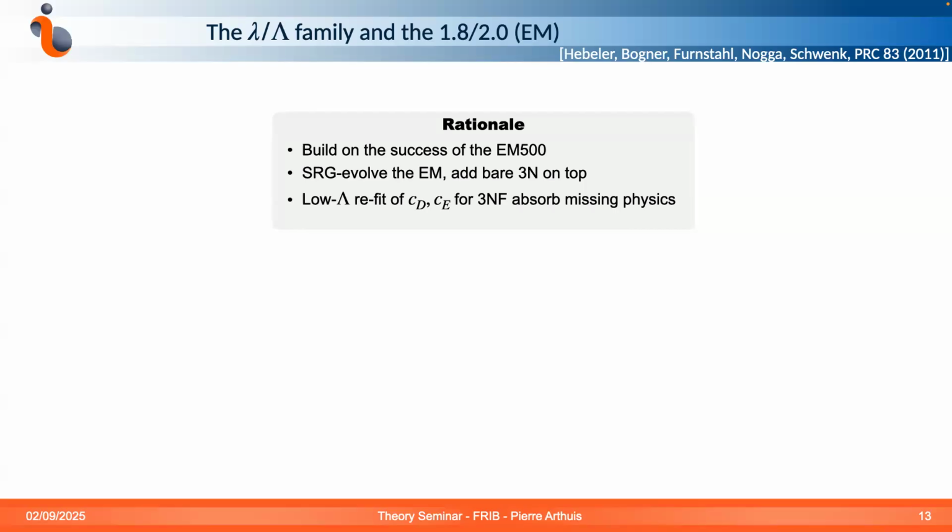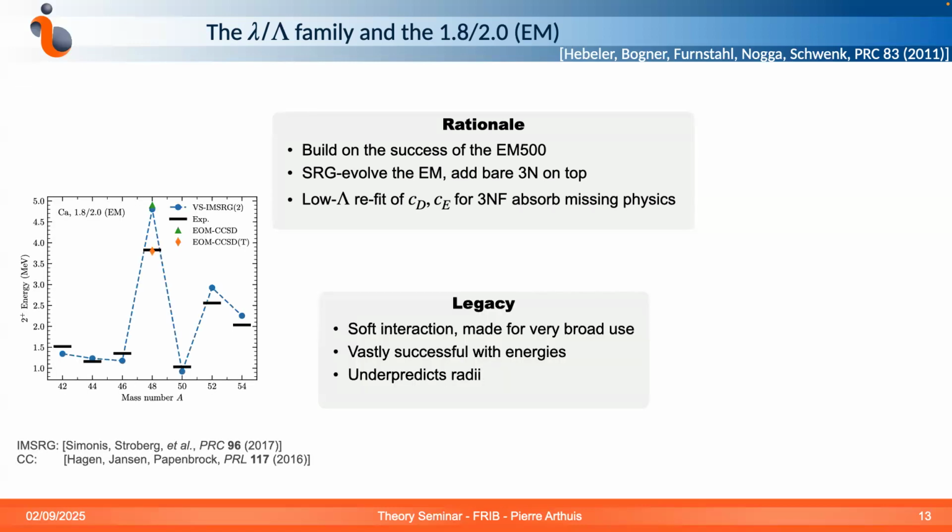The first lambda, the lowercase lambda, is the parameter for the SRG evolution, and the uppercase lambda is the cutoff, that is the limit above which our interaction stops. It is basically zero, to put it very briefly, and does not describe physics anymore. And so they saw this refit at low cutoff as a way to absorb the missing high-energy physics, the missing three-body forces that were induced.